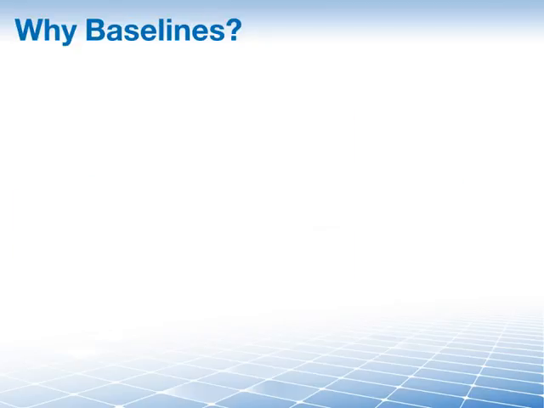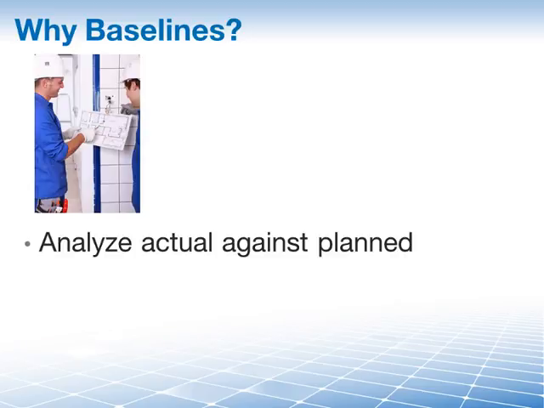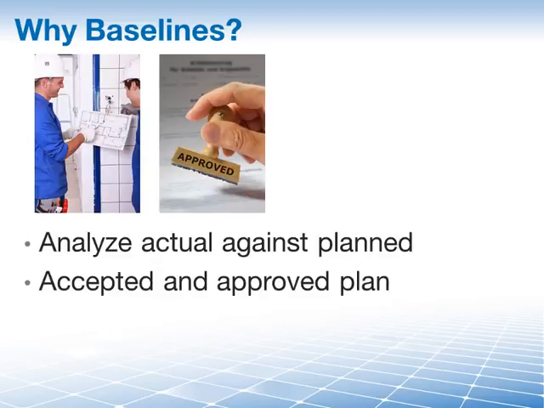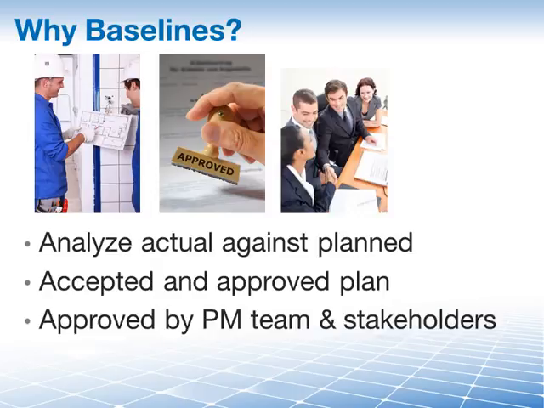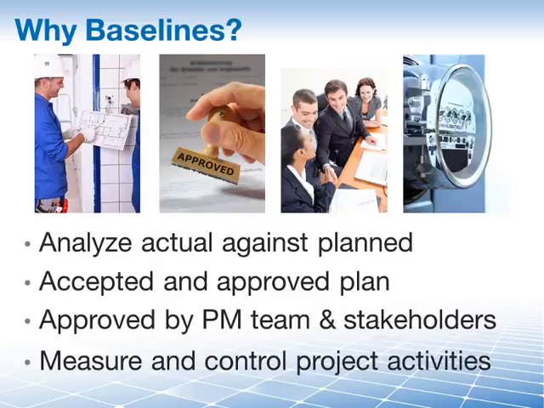And this common theme is really also the answer to the question of why do we even have baselines? Well, we use them to draw a line in the sand. This is how we say our project is supposed to go. And then the baseline is used to perform an analysis and to compare current performance against the expected level for various parameters of a project. The baseline is the accepted and approved plan and its related documents, and baselines are mostly approved by the project management team and key stakeholders and are used to measure and control various project activities.